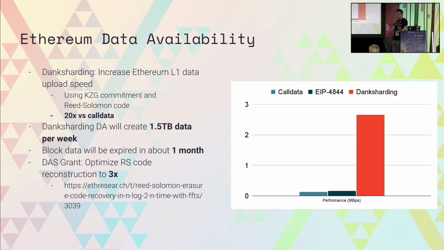However, in order to relieve the validators, the consensus of Ethereum, as an upgrade for danksharding, will expire this data in just 1 month, which means that once the data is uploaded to the Ethereum network, it will be deleted in 30 days. And so we did some research so that we are able to optimize, for example, Reed-Solomon code reconstruction by 3 times. You can also find the research result in the Ethereum Research Forum.